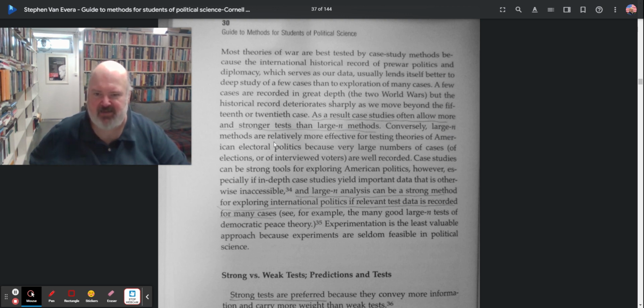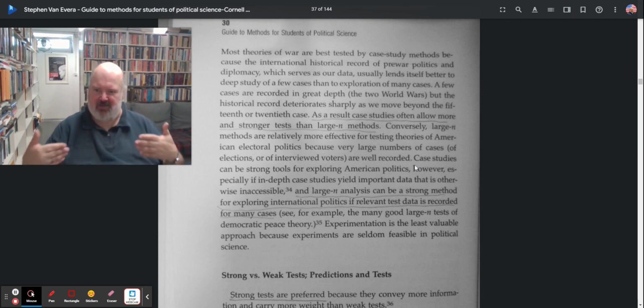Conversely, large N methods are relatively more effective in testing theories of American electoral politics, because a very large number of cases of elections or interviewed voters are well recorded. So therefore, you have lots of data. The data is there; it works, and the kind of data you have here allows you to do this.